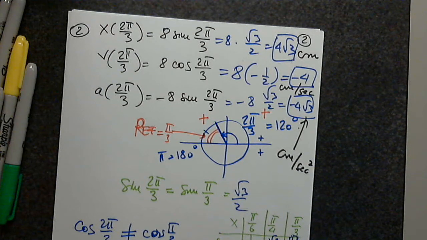So the velocity, when it's positive, the particle is moving in the positive direction. When it's negative, the particle is moving in the negative direction. The velocity tells us that. Negative acceleration, yes. The acceleration is negative and the velocity is negative, it's increasing, because they work in the same direction. Very good point.